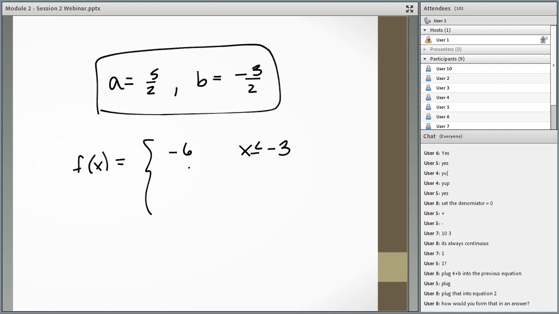So you would have negative 6 when x is less than or equal to negative 3. And now, for your second equation, it is ax minus b. So you'd have 5 halves x minus 3 halves, minus b, so minus 3 halves, minus negative 3 halves. You could write that as plus 3 halves. Between negative 3 less than x is less than 1, and then 4 when x is greater than or equal to 1. I am going to go ahead and simplify that negative negative into a positive.